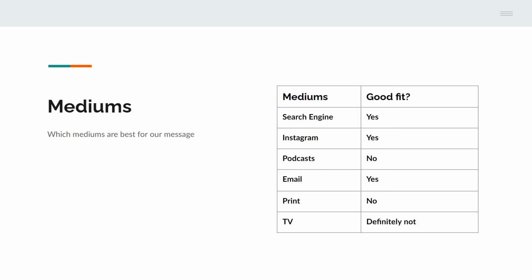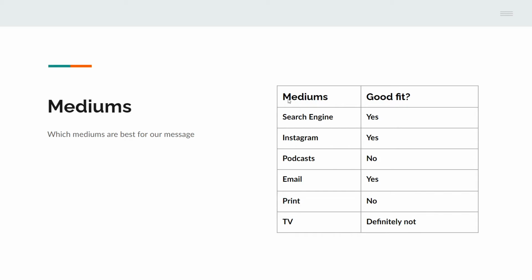It's not. Don't just assume that you're going to use Google Ads because it's powerful and you like the targeting. If your key demographic is on TikTok, then I suggest you use TikTok ads. If your key demographic is on LinkedIn, then I suggest you use LinkedIn ads. The answer is not always Google Ads. So let's talk about some of our mediums. Which of these mediums are the best for our message?